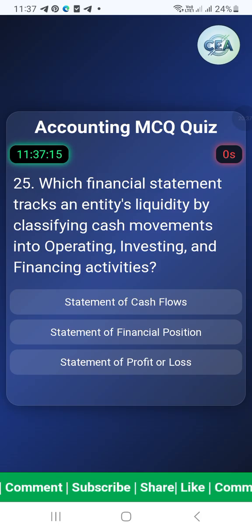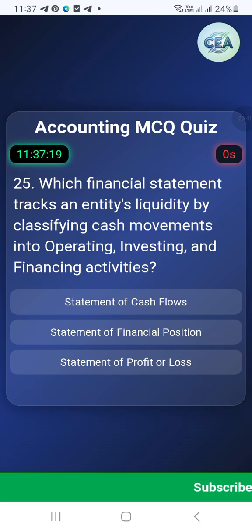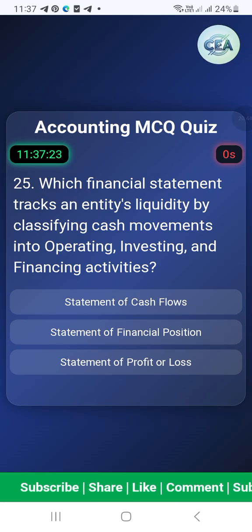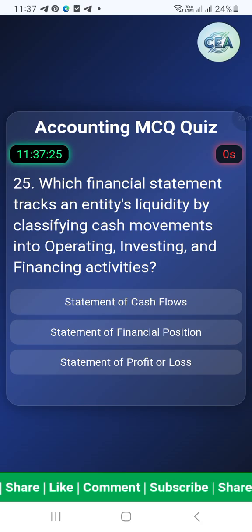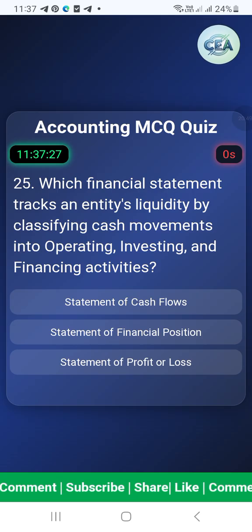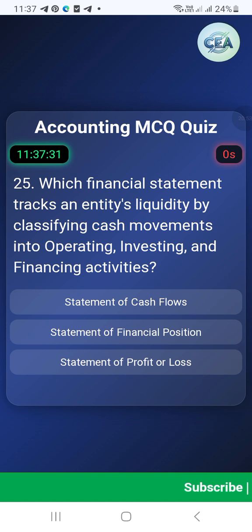25. Which financial statement tracks an entity's liquidity by classifying cash movements into operating, investing, and financing activities? Option 1. Statement of cash flows. Option 2. Statement of financial position. Option 3. Statement of profit or loss.